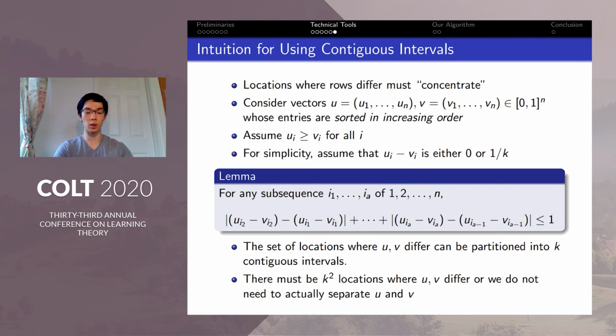Now, why is this result interesting? Note that if there are less than k-squared locations where u and v differ, then their Frobenius squared error is less than 1. And this means that we do not actually need to separate u and v in order to achieve good overall Frobenius squared error when estimating the entire matrix. On the other hand, if there are k-squared or more locations where u and v are different, then what we've just shown implies that there are k contiguous blocks of average length at least k where u and v differ.